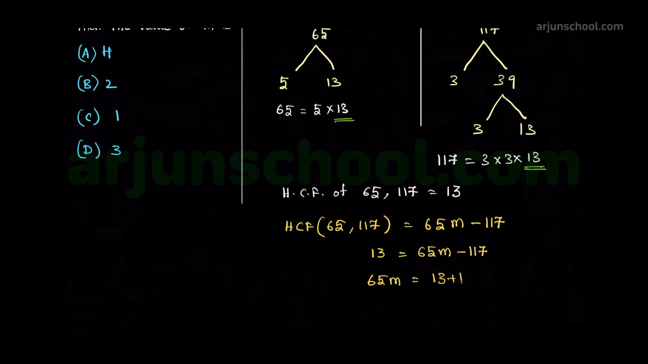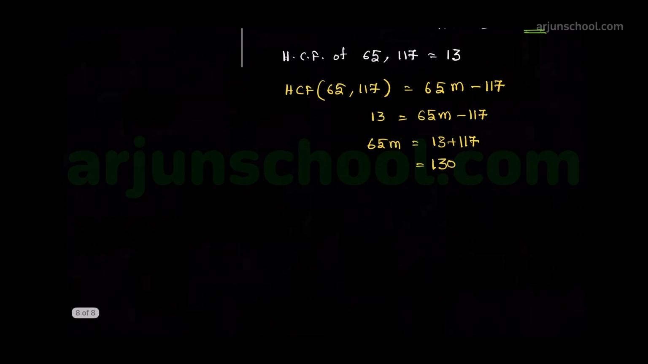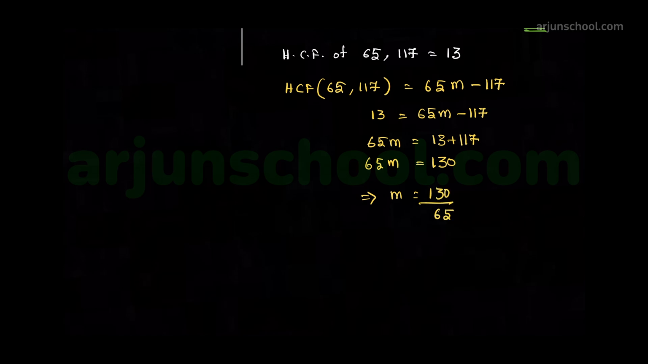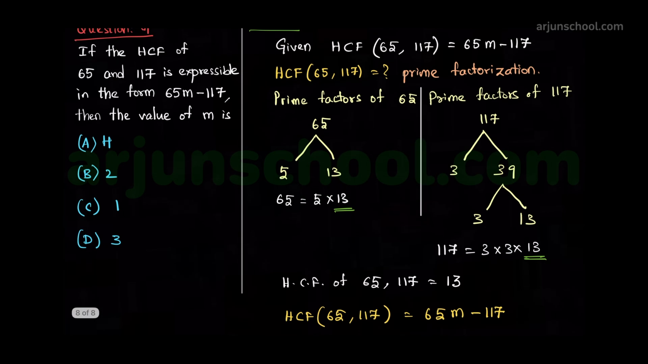Then 65m becomes 117 plus 13, which is equal to 130. Divide both sides by 65, which gives us m is equal to 130 by 65, which is equal to 2. Therefore option B, which is 2, is the right answer.